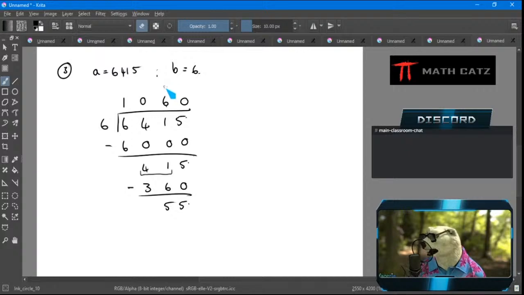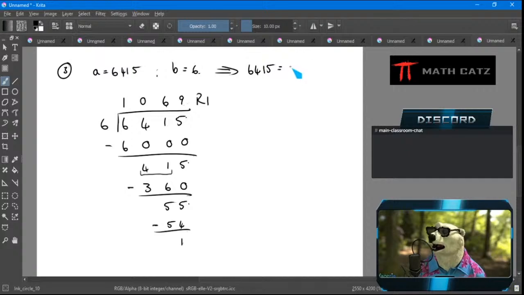Now I move on to my ones column. 6 goes into 55 9 times. 9 times 6 is 54. That's all I can use. I have 1 left. Remainder is 1 again. Now it's just coincidence that for all of these, the remainder seems to be 1. The remainder can be different, of course, but it's always going to be less than the divisor. So my original number, 6415, can be broken up according to 6 as 1069 groups of 6 plus 1.